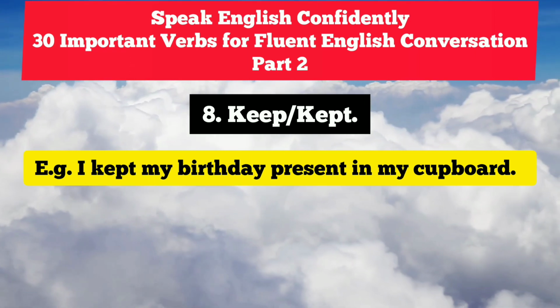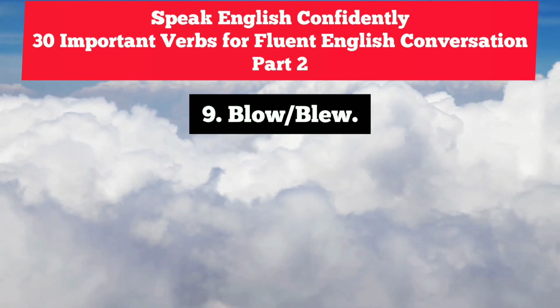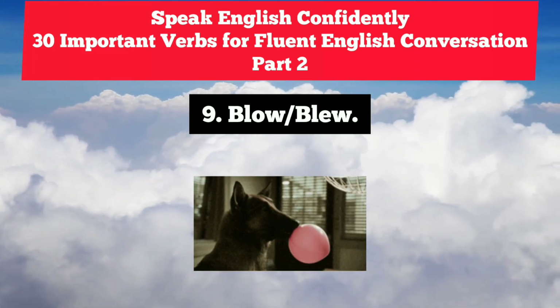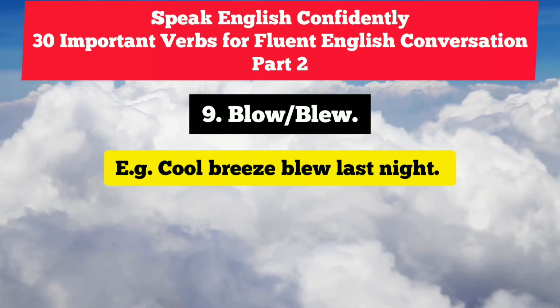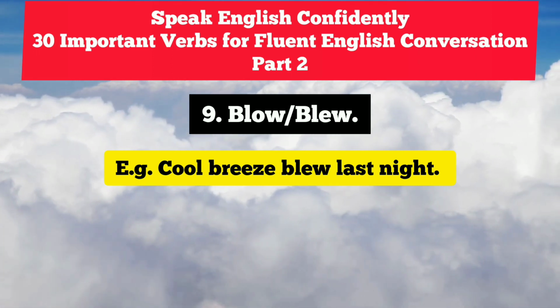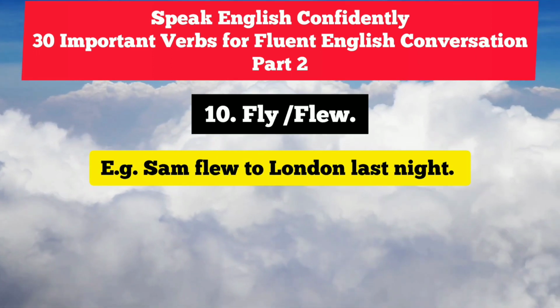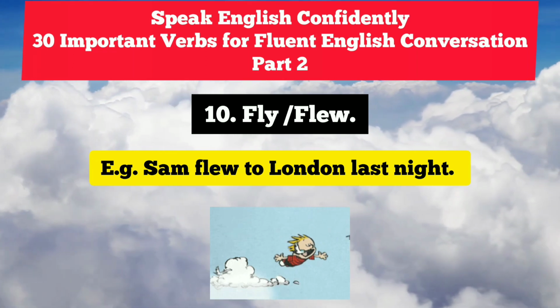So up next we are also going to focus on the next one, that is blow, and the past of blow is blew, right? So let's see the example. Cool breeze blew last night. Okay. So the next one and the tenth irregular verb for today is fly, and the past is flew. Sam flew to London last night.